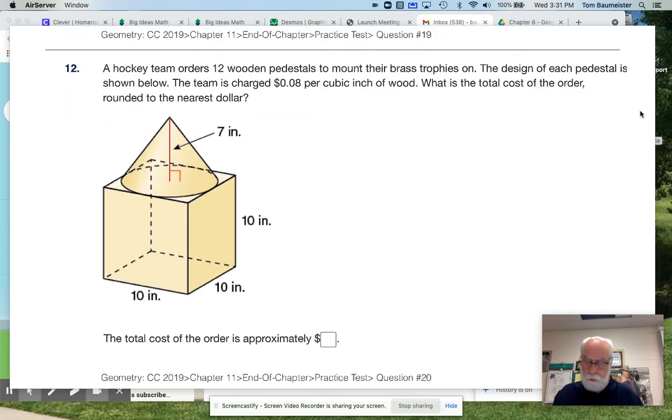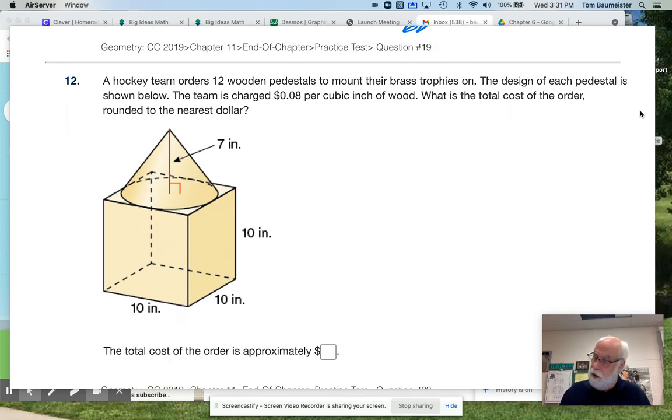And then your last problem, I believe, if I'm right here. Yep. So your last problem is, again, another composite solid. A hockey team orders 12 wooden pedestals to mount their brass trophies on. The design of the pedestal is shown below. The team is charged 8 cents per cubic inch of wood. What is the total cost of the order, rounded to the nearest dollar?